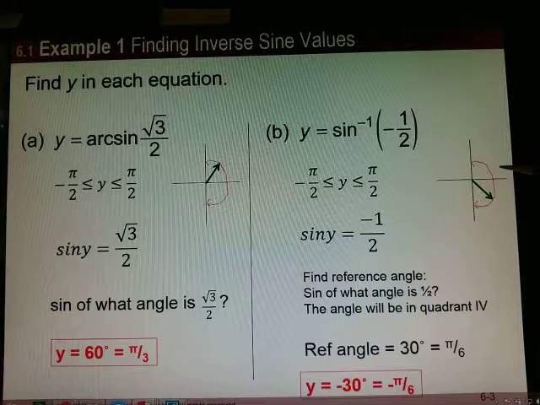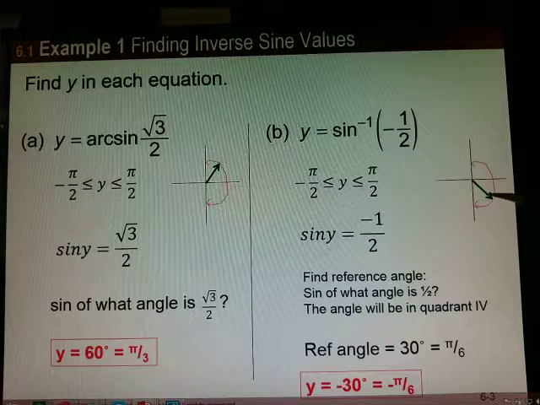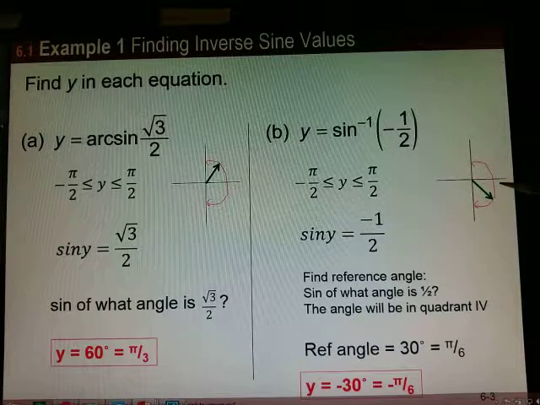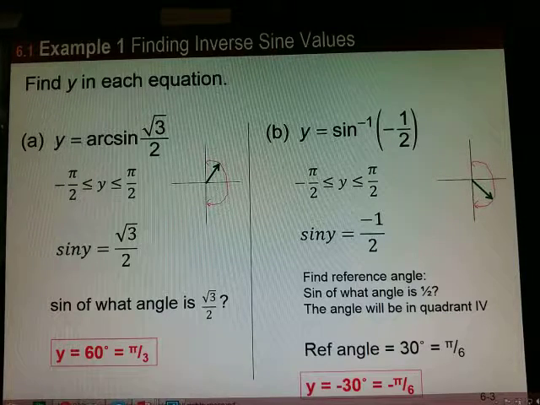And again, if the angle was up here, we would just leave it positive, but if it goes down, then we just take the negative of that angle. Because remember, we restricted this domain such that the angles went from negative 90 degrees to positive 90 degrees for our answers.